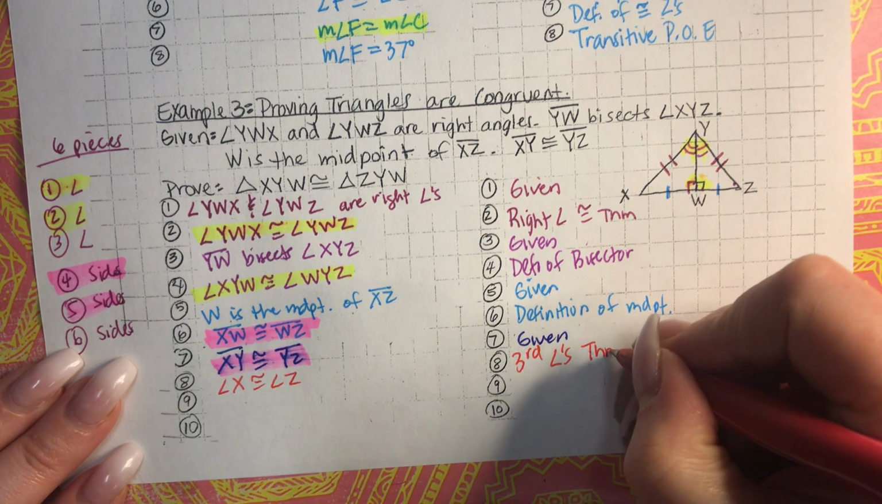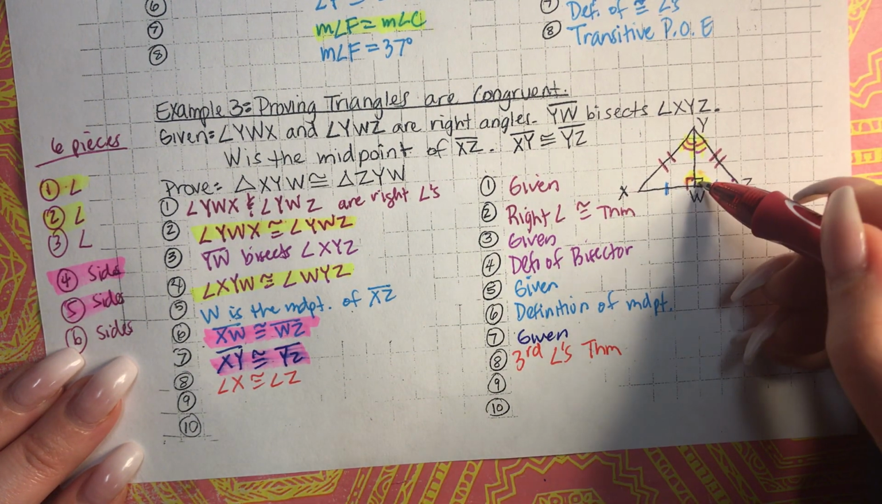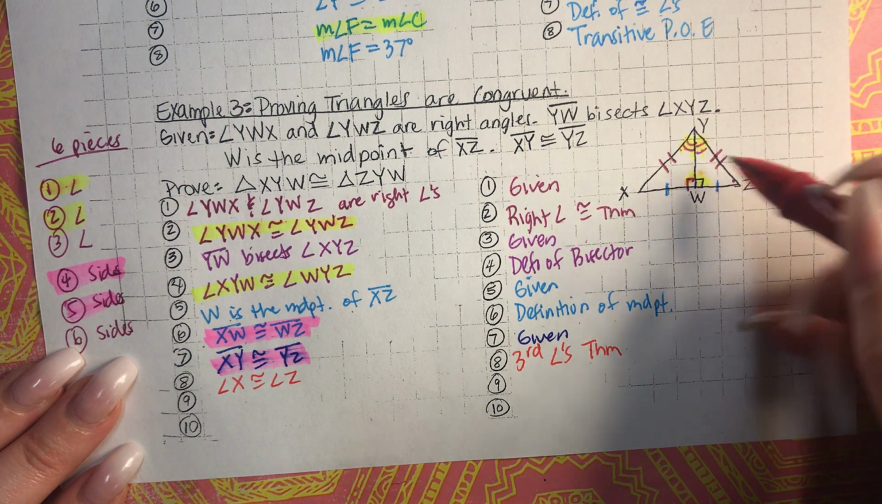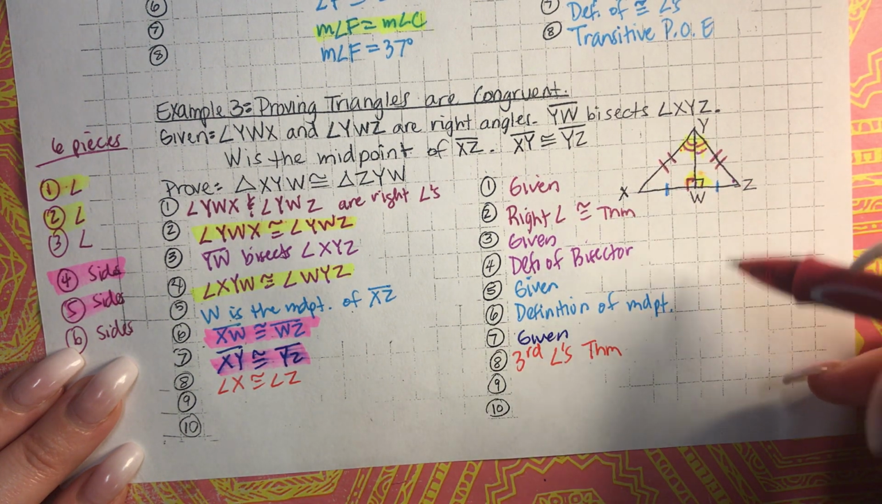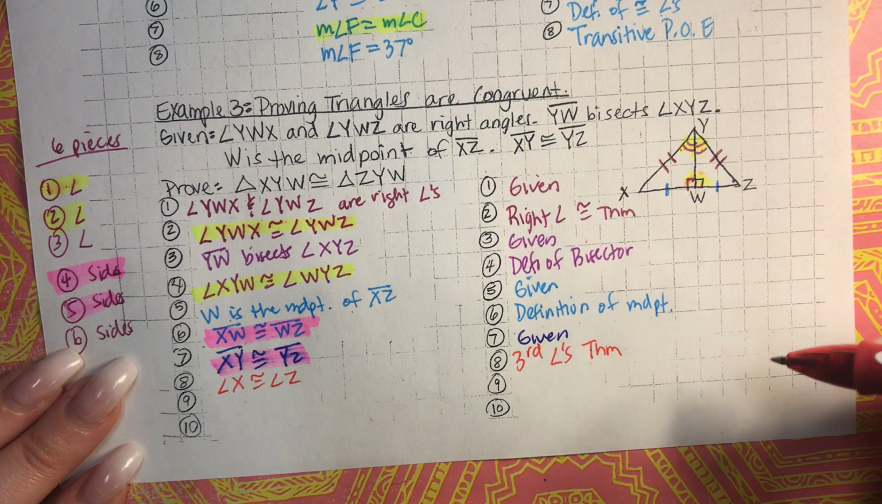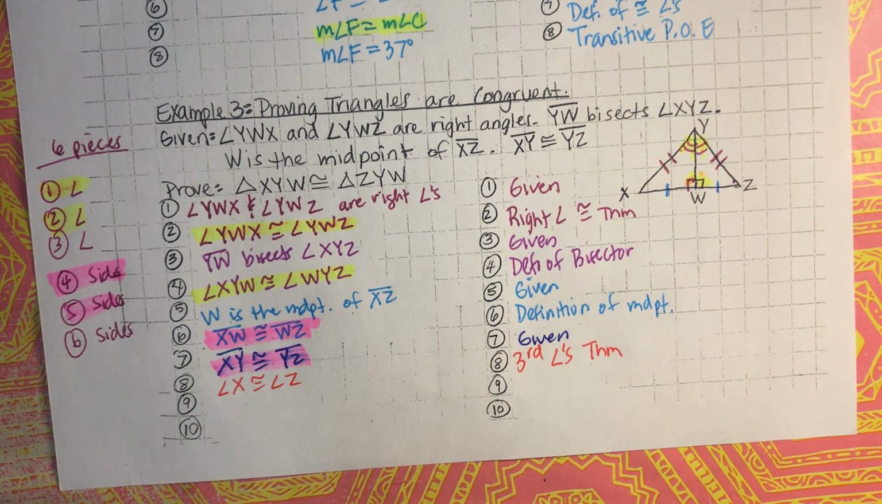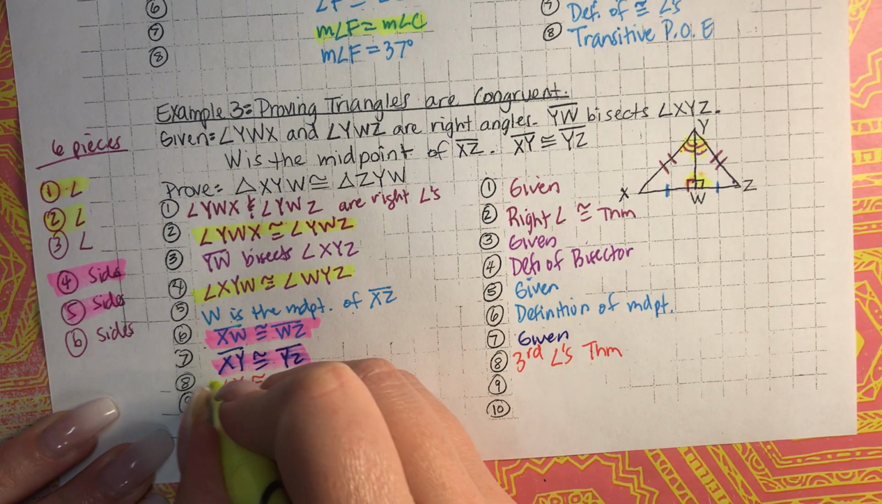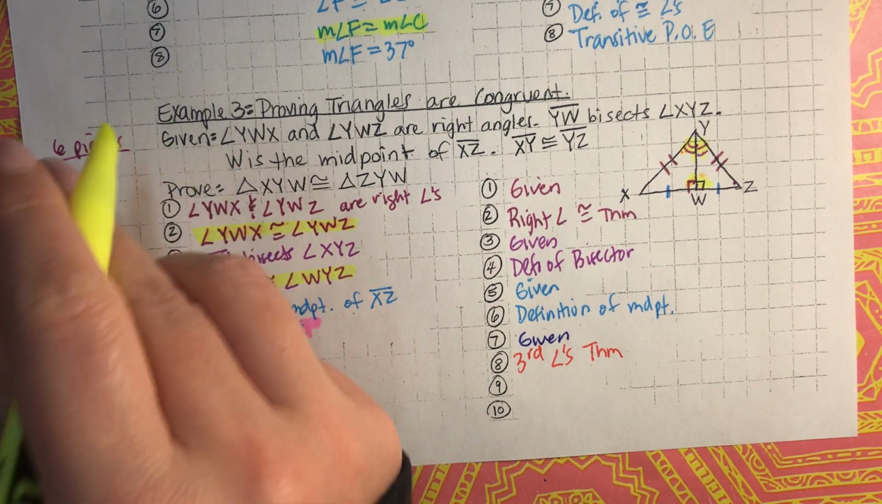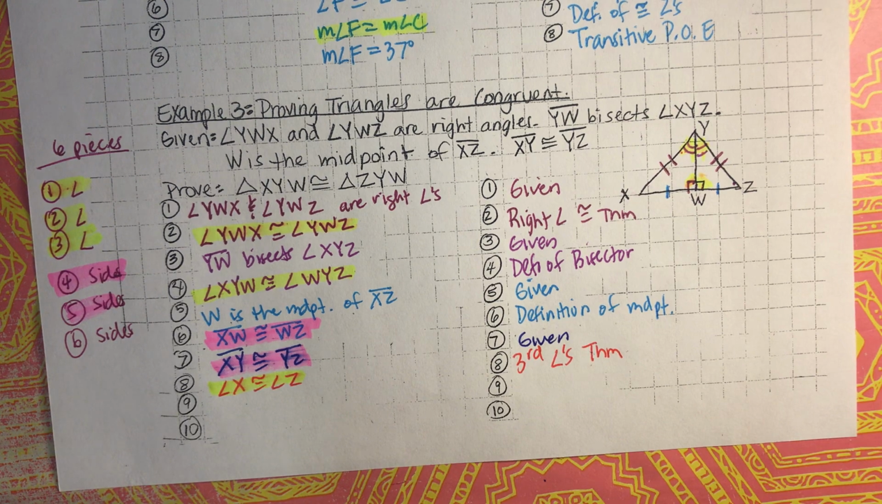Do you guys remember that one? If this one is equal to this one, and this one's equal to that one, then this one and this one have to be congruent to each other. Perfect. What color? Yellow. We have all of the angles. That's perfect. Oh, we're just missing that one side. Well, which side is it? Let's look.